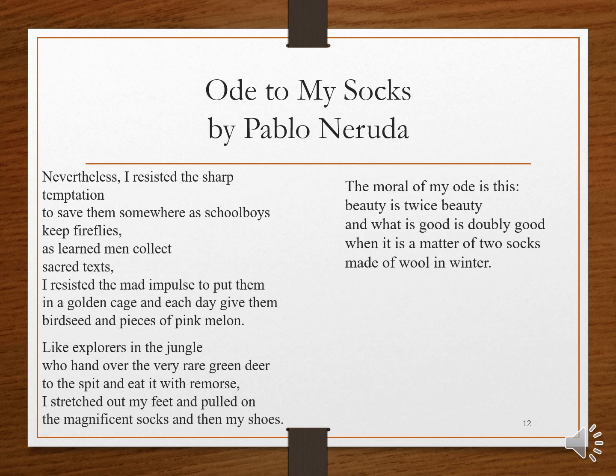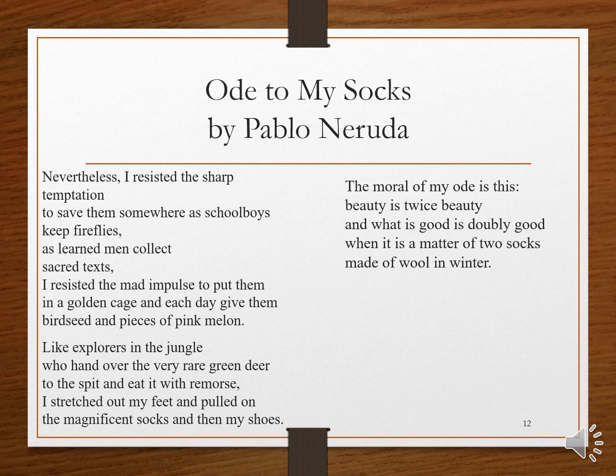Nevertheless, I resisted the sharp temptation to save them somewhere as schoolboys keep fireflies, as learned men collect sacred texts. I resisted the mad impulse to put them in a golden cage and each day give them birdseed and pieces of pink melon. Like explorers in the jungle who hand over the very rare green deer to the spit and eat it with remorse, I stretched out my feet and pulled on the magnificent socks and then my shoes. The moral of my ode is this: beauty is twice beauty, and what is good is doubly good, when it is a matter of 2 socks made of wool in winter.